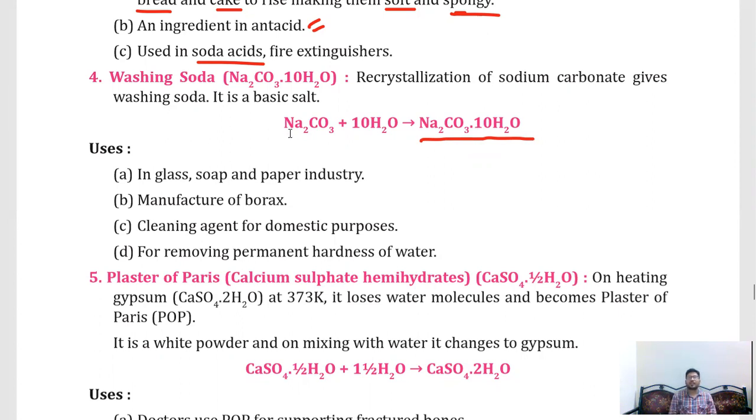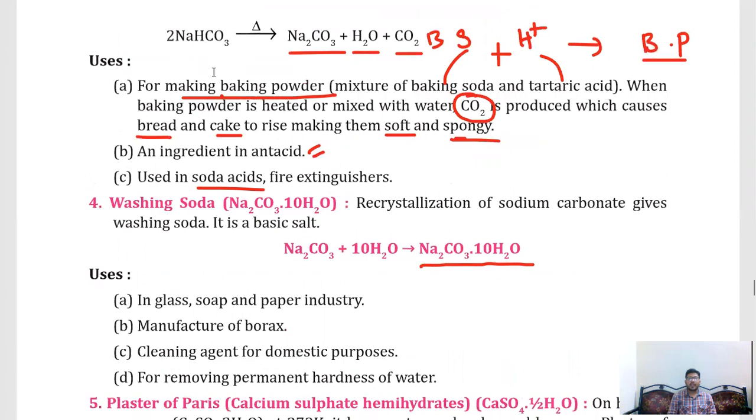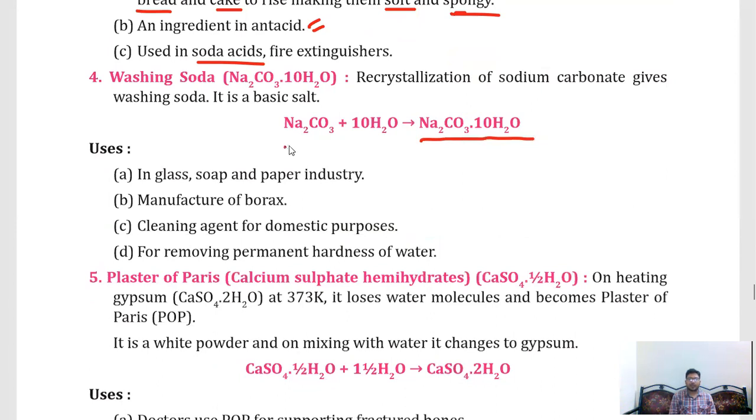How is it manufactured? If you heat this baking soda, we'll get Na2CO3, right? Take this Na2CO3 and just add water to it. You will get Na2CO3.10H2O. That is the chemical formula and manufacturing of washing soda. Where is it used? In glass industries, soap industries, paper industries.